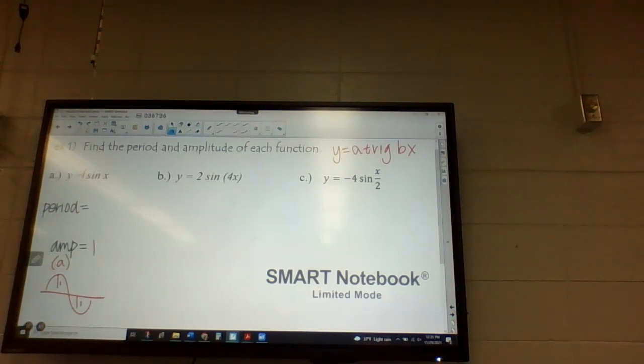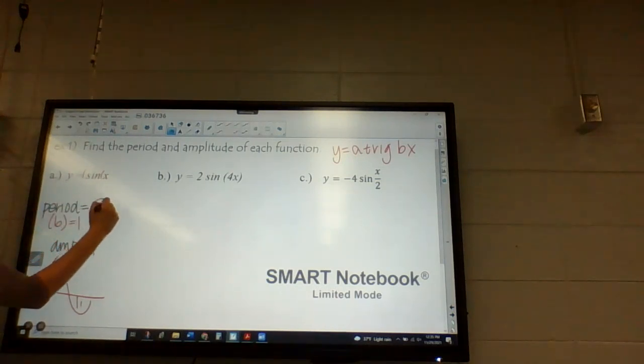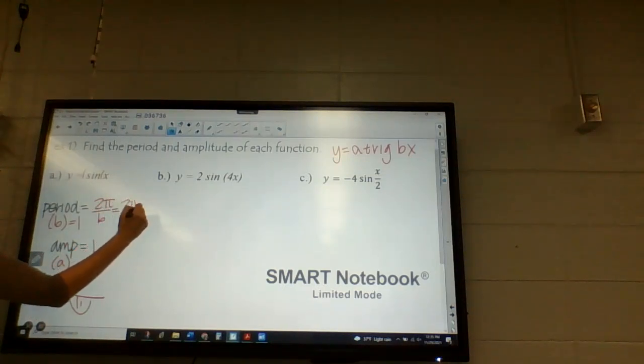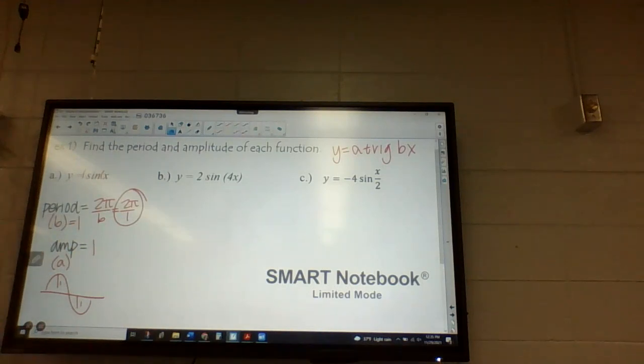Then the period, what's the B value? What's B in this case? Yeah, 1 again, it's just what's in front of the x, so that's also 1. And the period, if you recall what we just wrote right up above, is 2 pi over our b, so 2 pi over 1. So this period would just be 2 pi.